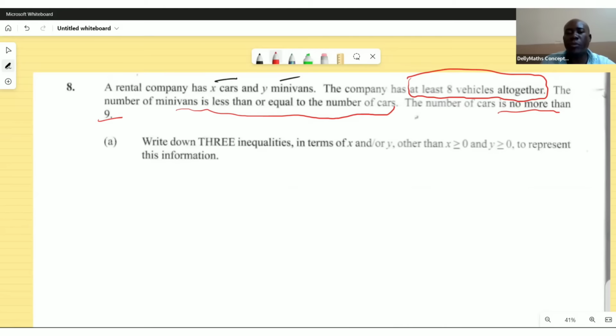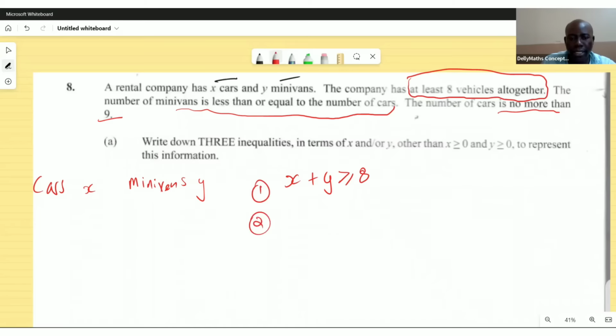The first information I'm going to pick on says that the number of vehicles must be at least 8. We want to bear in mind that cars is X and minivans is Y. Therefore, the number of cars plus the number of minivans must be greater than or equal to 8, because the company has at least 8. That is the first one.